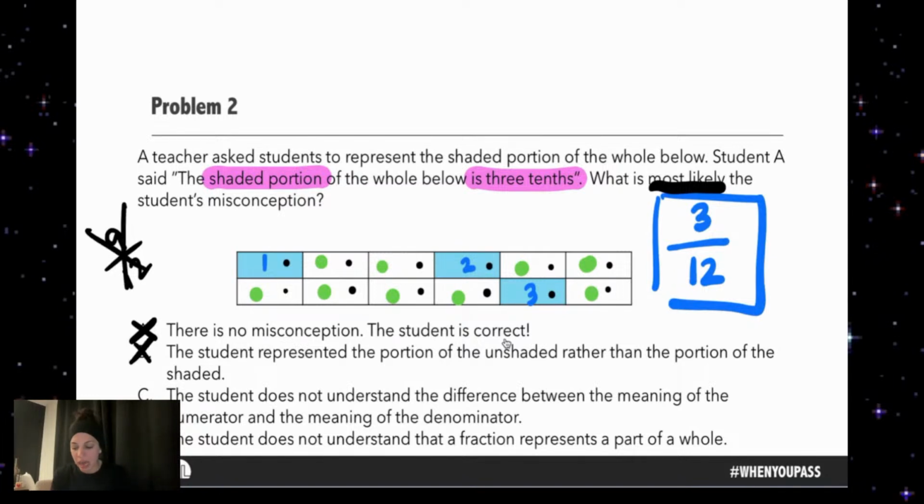The student does not understand the difference between the meaning of the numerator and the meaning of the denominator.